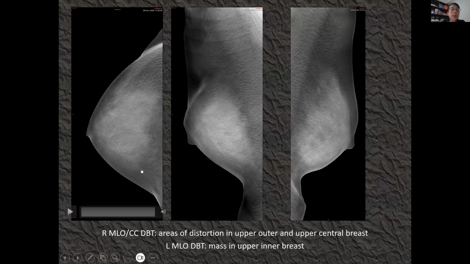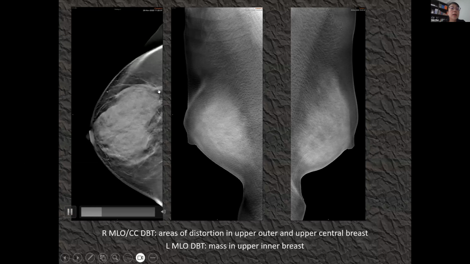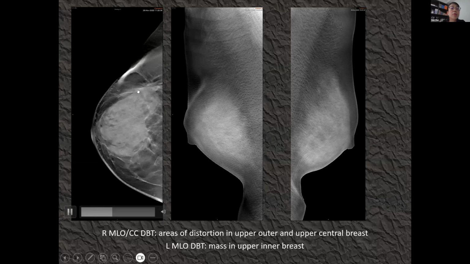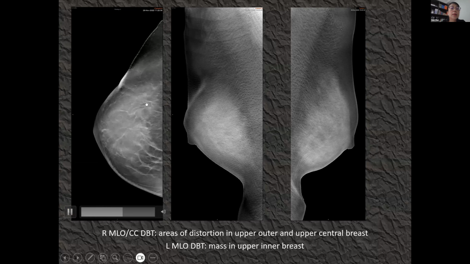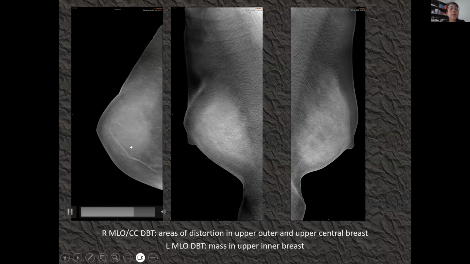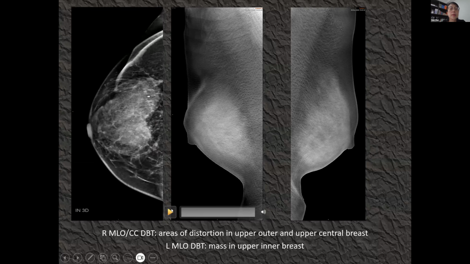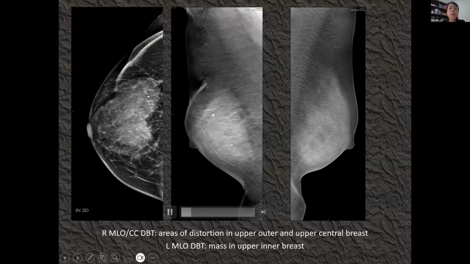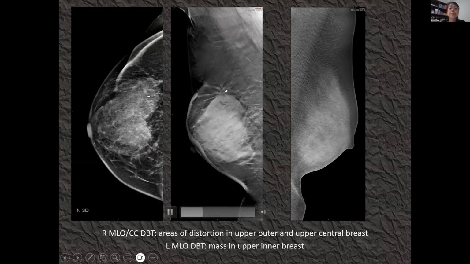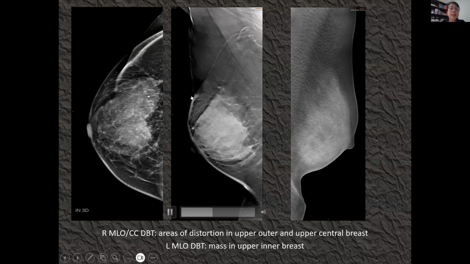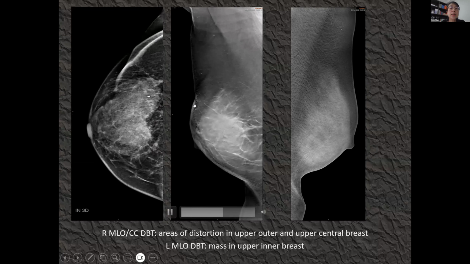So here are the DBT images. So on the right breast, we performed the MLO and CC DBT, and we can see nicely demonstrated the stromal distortion in the outer breast here. And on the MLO view, again, the distortion here. And here we can see it extending towards the skin with skin thickening.